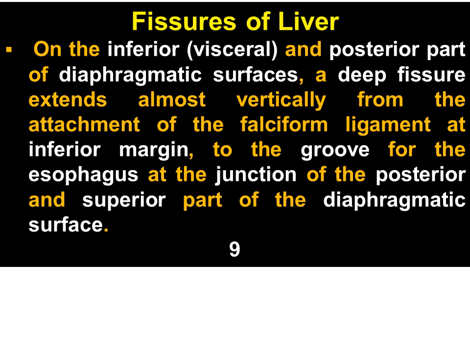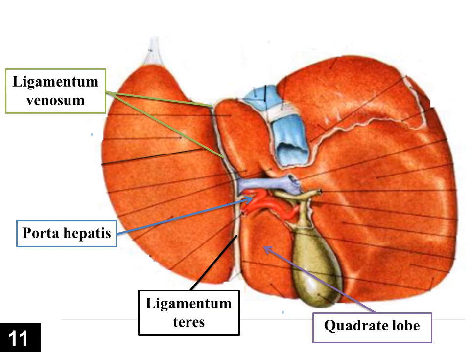For the fissures of the liver, let's go to the picture. Here you can see this fissure in the midline, on the inferior, or visceral, surface of the liver, and also on the posterior part of the diaphragmatic surface, which is not shown here. There is a deep fissure which is vertical and runs from the attachment of the falciform ligament at the inferior margin. You see this border at the bottom, this is the inferior margin of the liver, and it runs vertically.